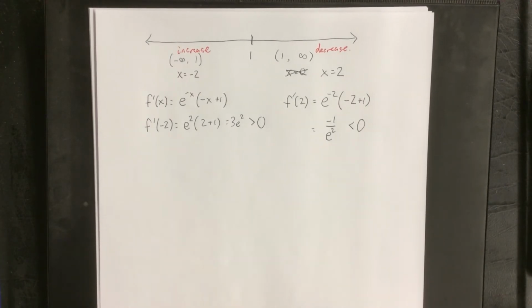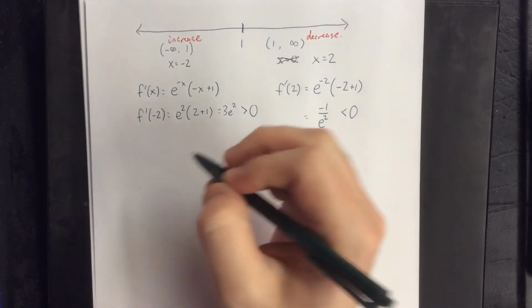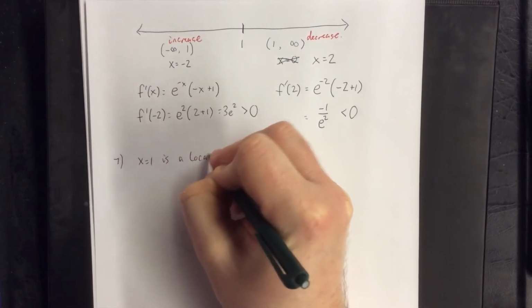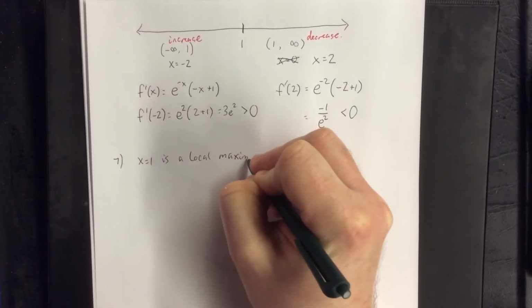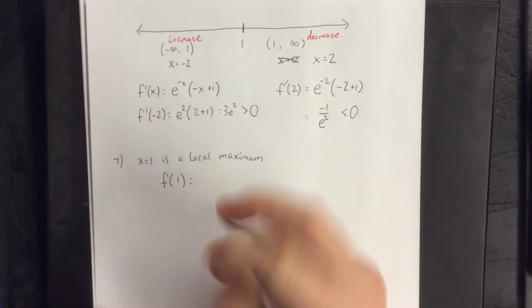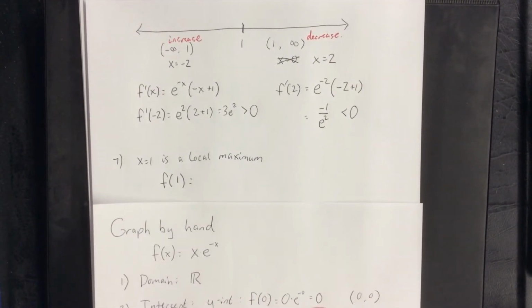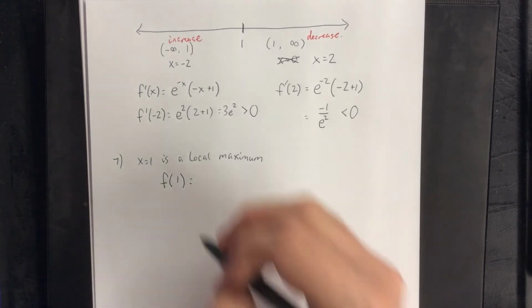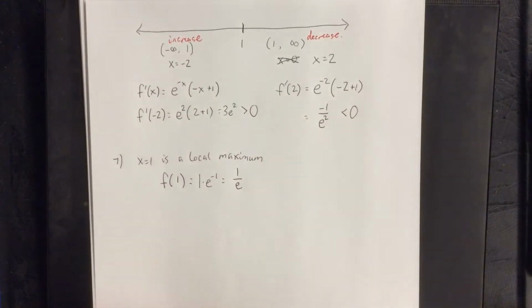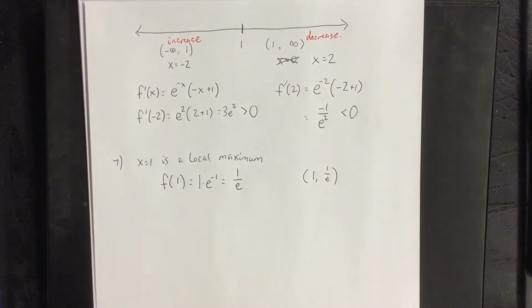Now that allows us to use the first derivative test to classify our one critical point. We change from increasing to decreasing. That lets us know that x equals 1 is a local maximum. Now I am interested in turning this into a critical point, so I'm going to head back to the original function, f of x equals x times e to the negative x power. I'm going to plug in 1 to get a y value. The y value that we get is 1 over e. So 1 comma 1 over e will be our local maximum.